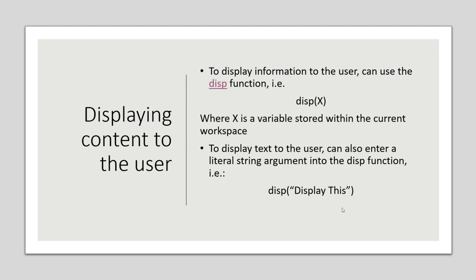When we want to display information actually to the command line, we can use the disp function in MATLAB. The display function, disp, will take as input any variable in the MATLAB workspace. In addition, if we just want to pass in a string to the display function, it will display that string directly out on the command line.